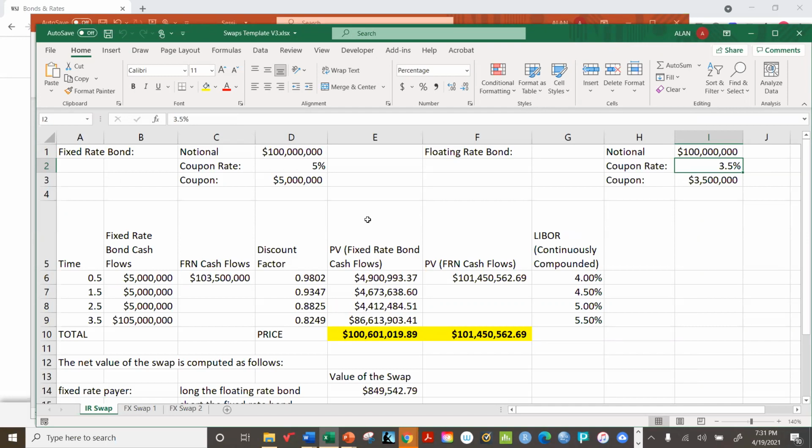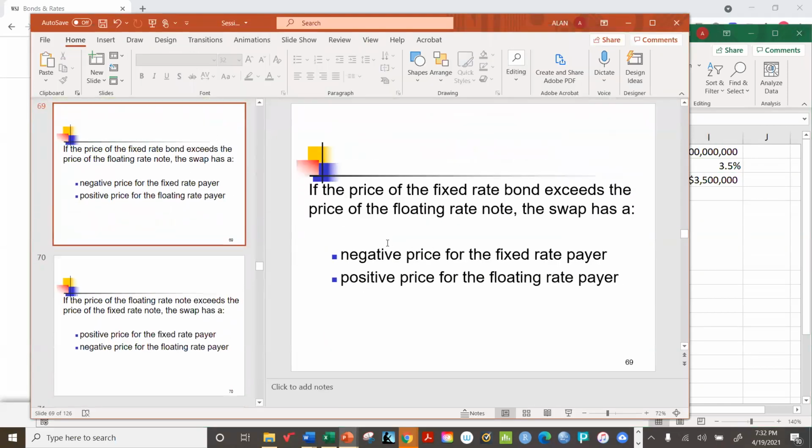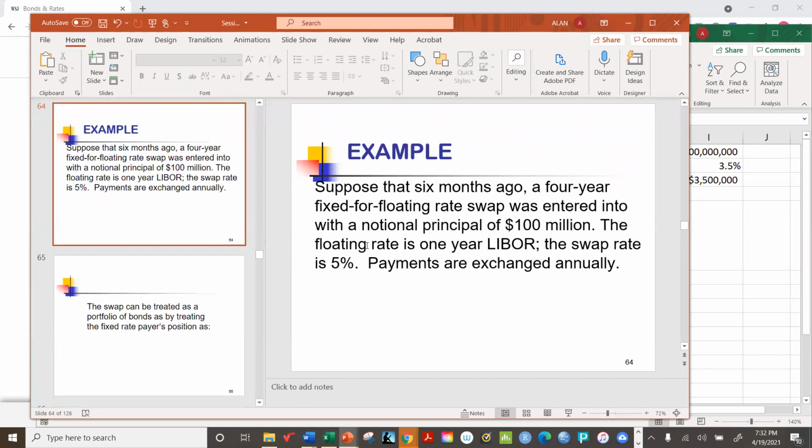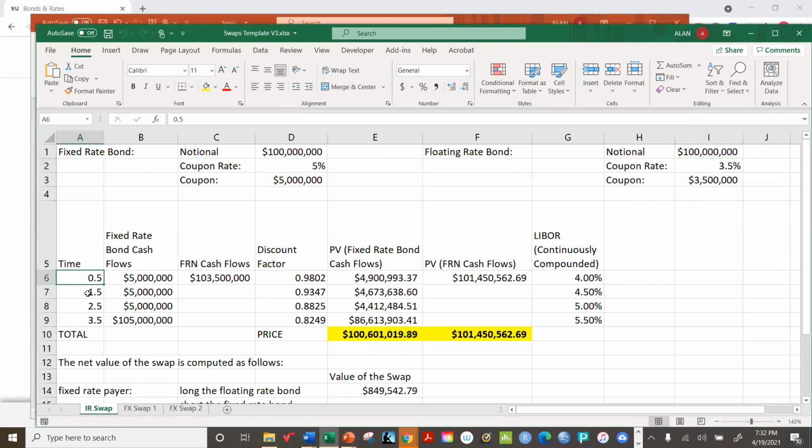Now, I just want to mention here that the way this thing has been structured, this is a 4-year swap, but it was entered into 6 months ago. So there's still 4 cash flows to go. But look at the times, they're very unusual. The next coupon payment occurs in 6 months. The next one after that is 1.5 years. Then we have 2.5 years and 3.5 years. So the coupons on those dates are $5 million. And finally, at the end, we have $105 million because we're getting our money back.